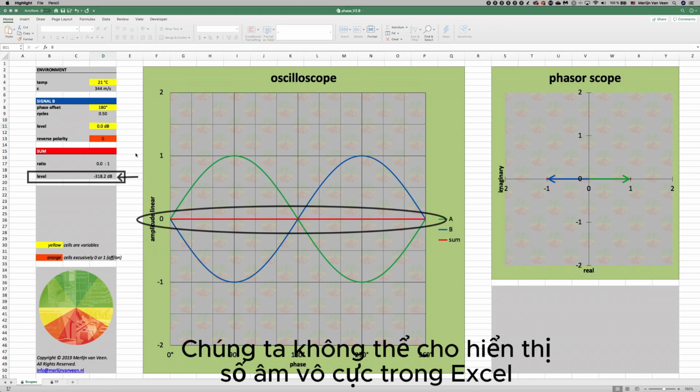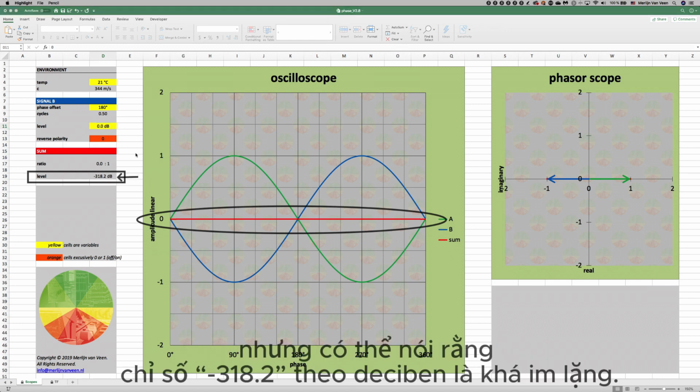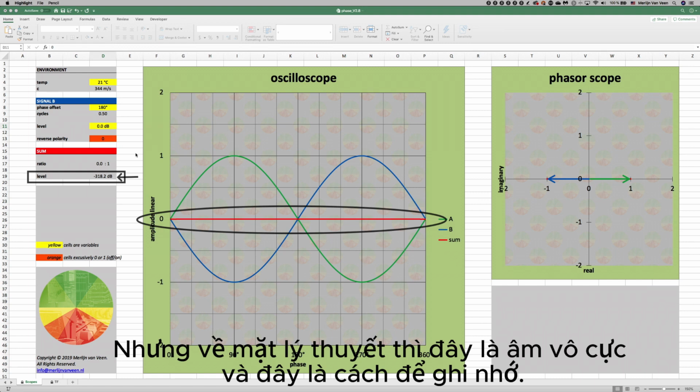I cannot show you -infinity within the limitations of Excel, but suffice to say that the -318.2 decibels is pretty silent. But theoretically, this should be -infinity. And here's how you can memorize.